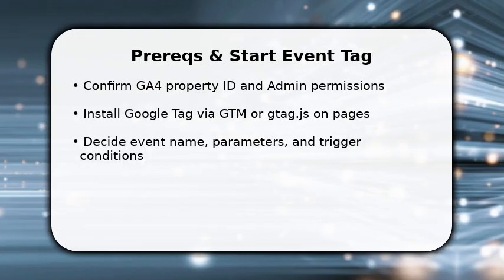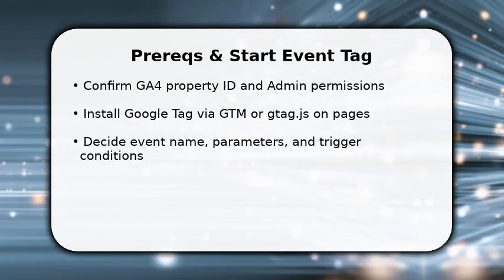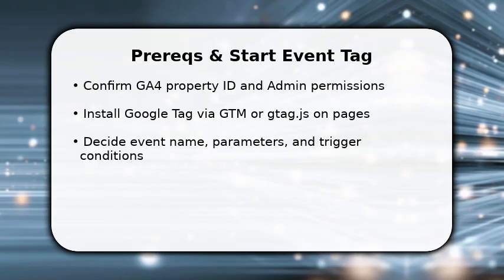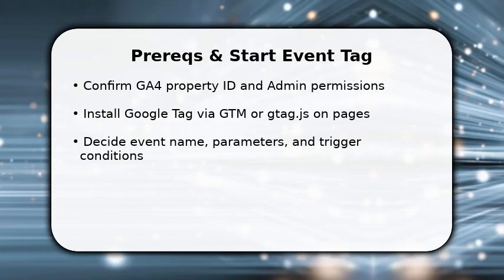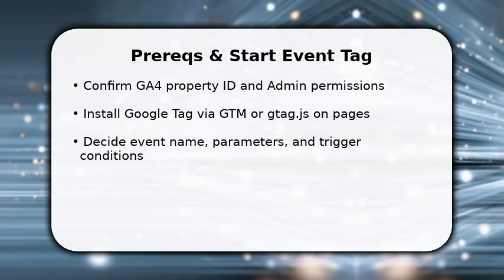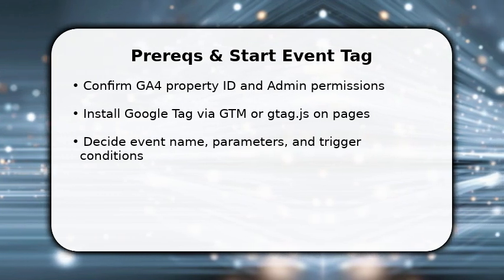In GTM, create a new tag, choose Google Analytics, GA4 event, enter your measurement ID, and name the event exactly. Then add an appropriate trigger: click, form submit, or page view with filters. Make sure to save and leave preview mode active to validate immediately.